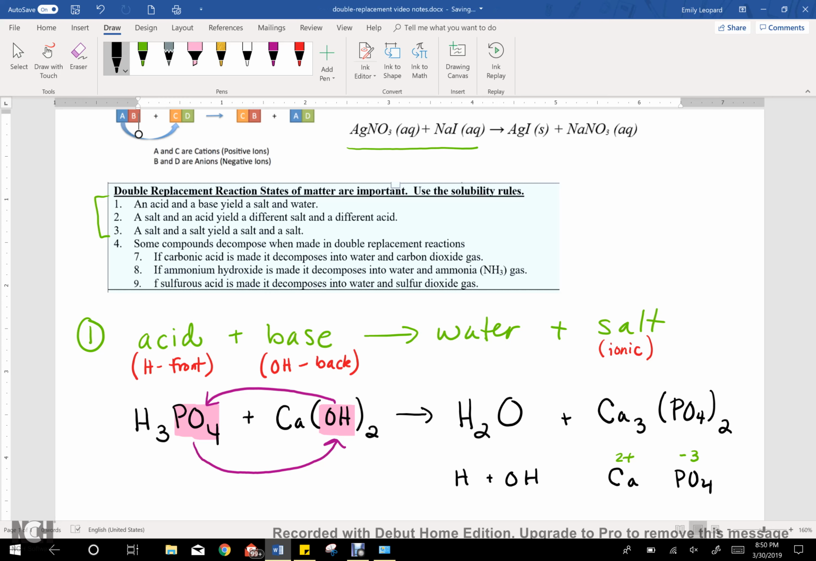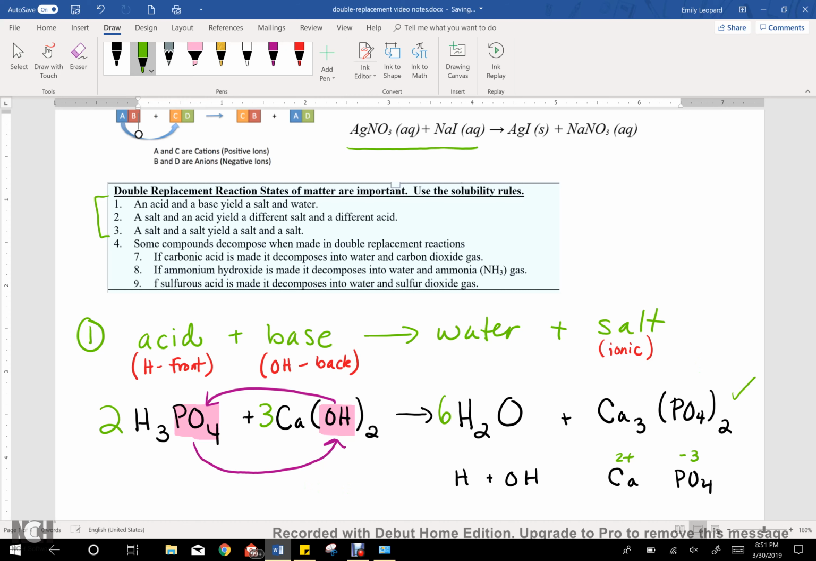We've got our products, water, and our new salt. And so the last thing that you go back and do is balance your overall equation by changing the coefficients. Since I've got 3 calciums on the right, I need 3 on the left. Since I've got 2 phosphates on the right, I need 2 on the left. And then if I look at my oxygens, I've got a total of 14 oxygens on the left, so I need 14 on the right. I've got 8 here, so that means I need 6 more here. And if I do that, then all my hydrogens balance out to where I've got 12 on each side.